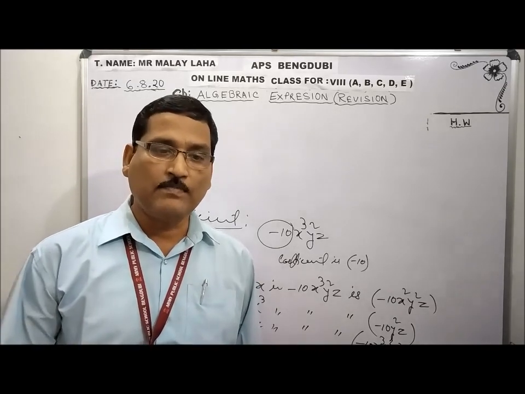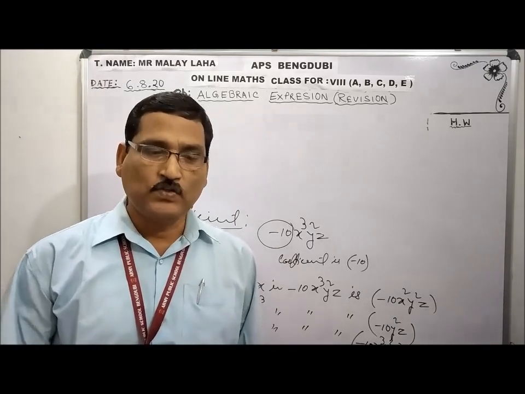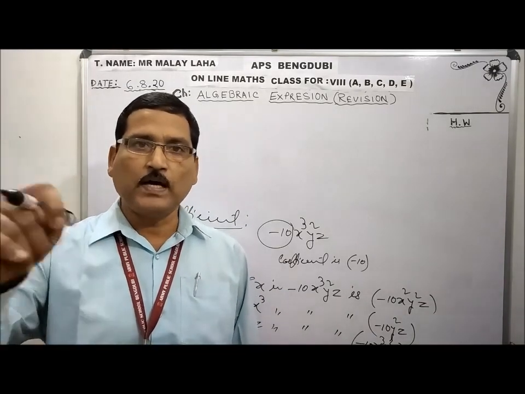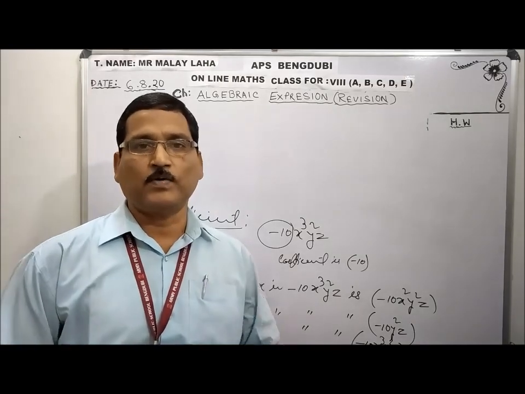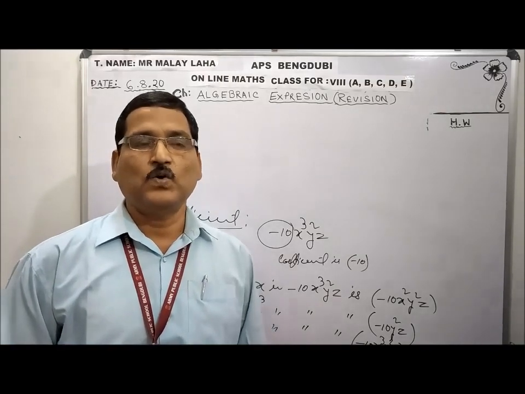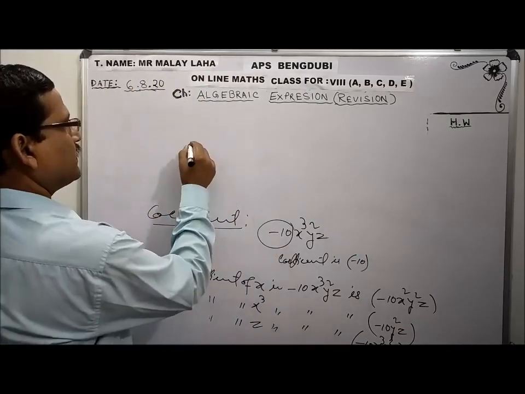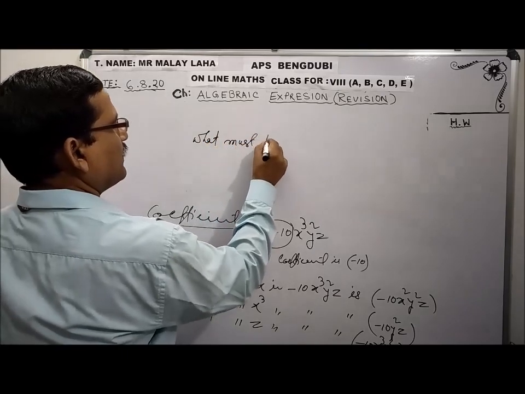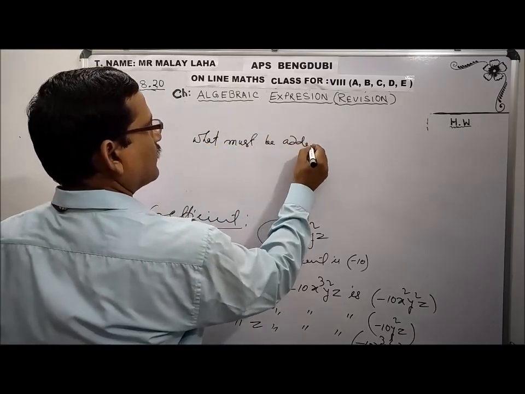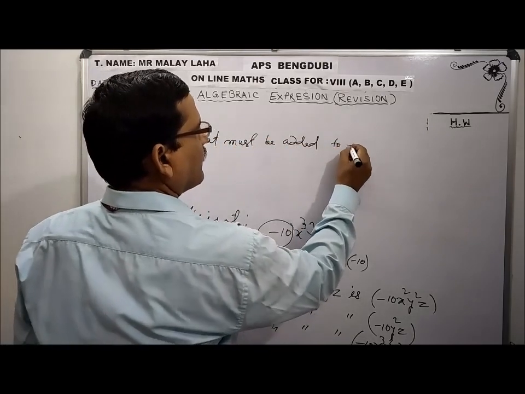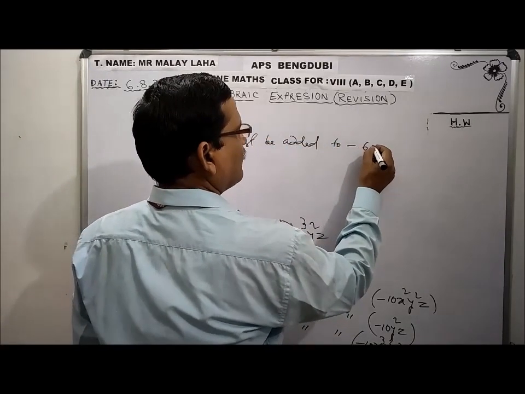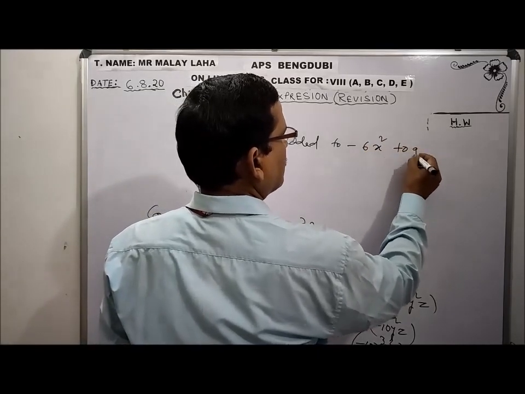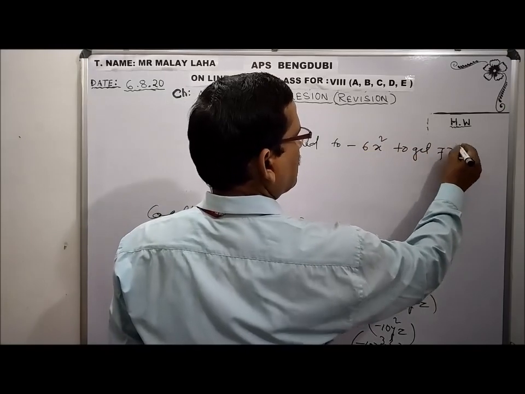But I am talking about what must be added to 5 to get 8. After adding, I am getting a little more number. So what to do then? Whatever answer I am getting, minus whatever I am asking. So my question was, what must be added to minus 6x square to get 7x square?